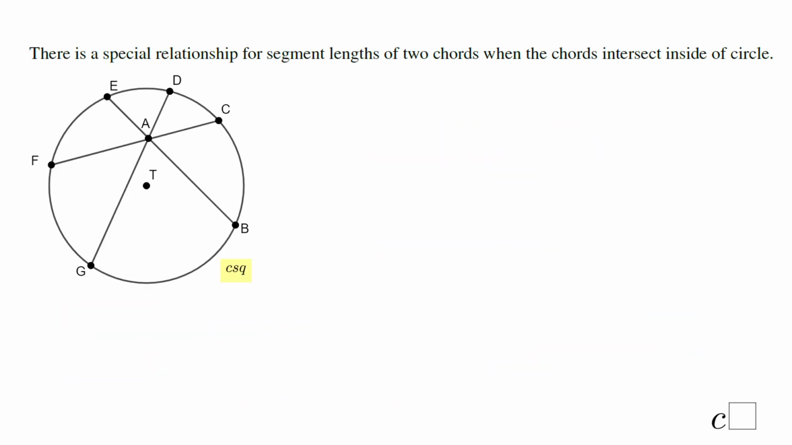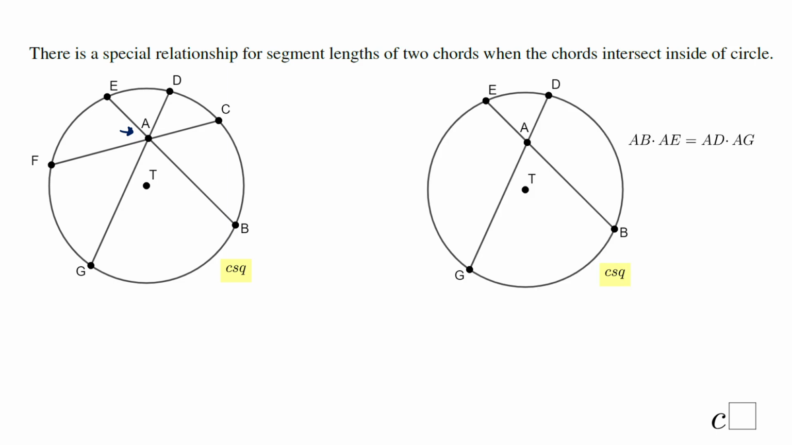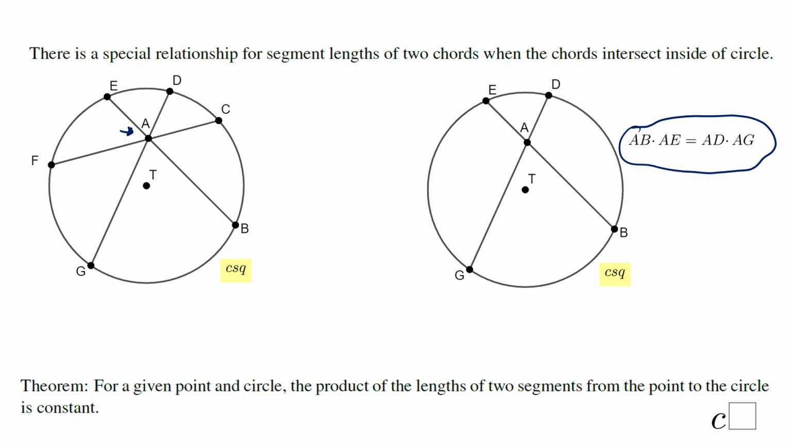On this second part of the lesson, we're going to look at this special relationship for segment lengths of two chords when the chords intersect. And you see here you have a picture. You see 3 chords intersecting in this point A. I'm going to make it simpler, like this one, you see two chords. We don't need the chord FC. And you notice the relationship between the parts formed when this secant intersects is right here. For a given point and circle, the product of the lengths of two segments from the point to the circle is constant.